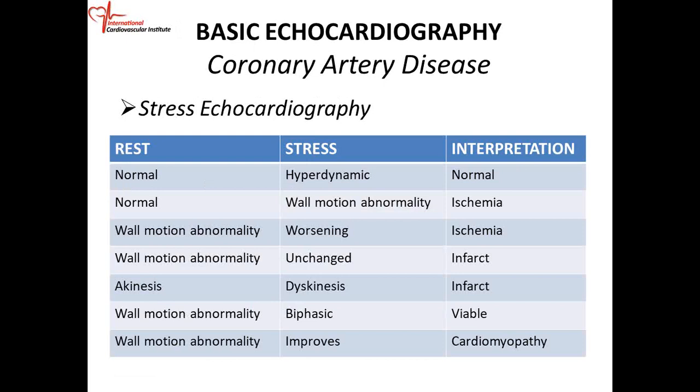When you exercise someone, you're supposed to get increased motion, increased thickening of a normal segment. Okay? However, if you look at a normal segment at rest, so you do your echo at rest, and the segment is normal, and then you stress the patient, and that segment becomes abnormal.